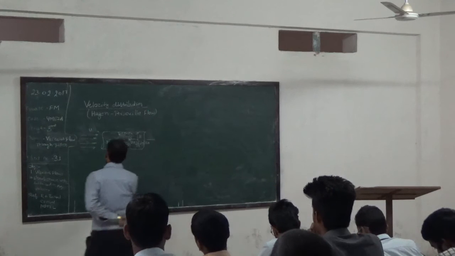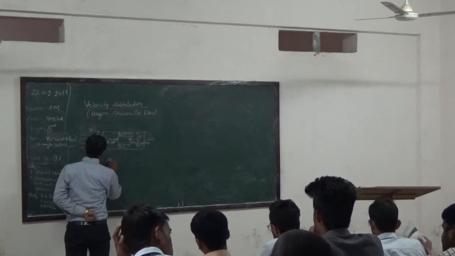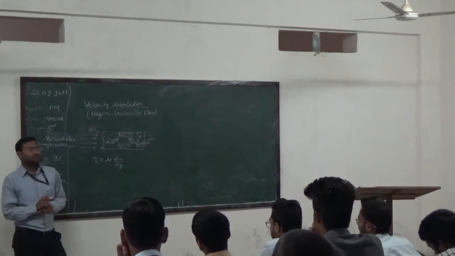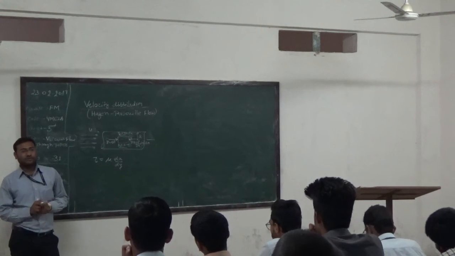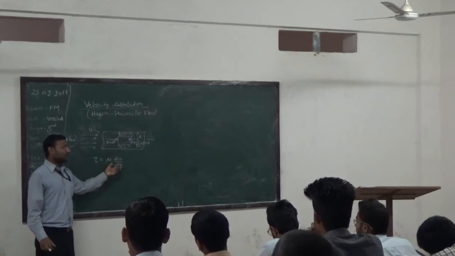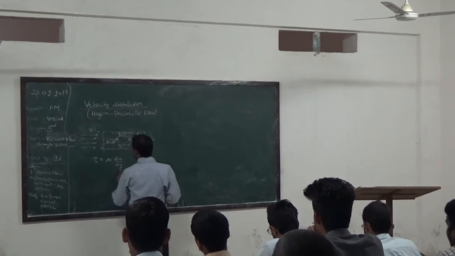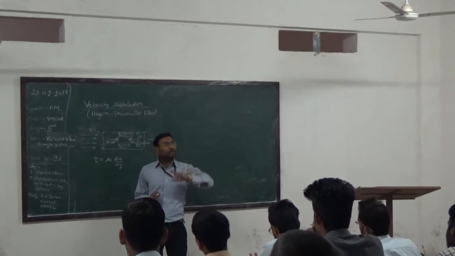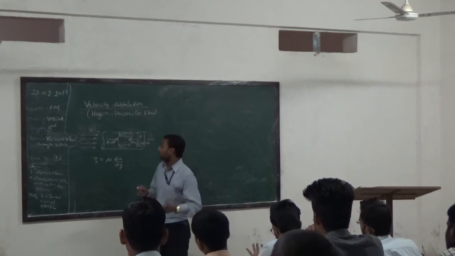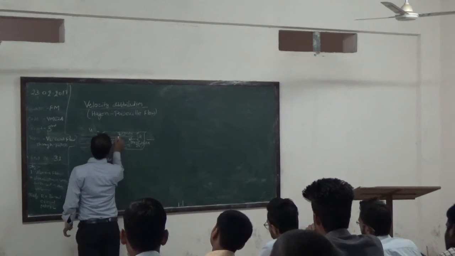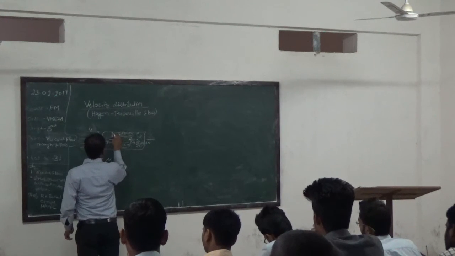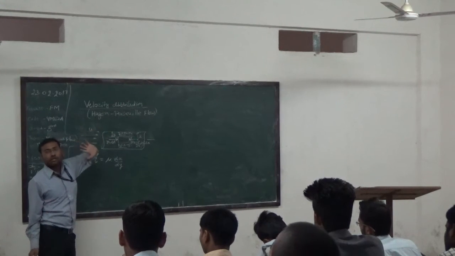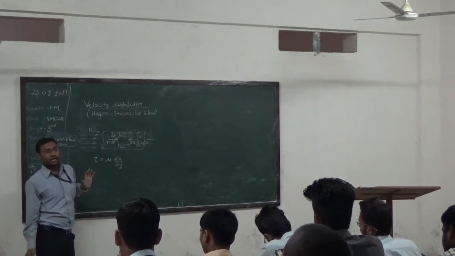So from Newton's law we know that tau equals mu du over dy. Now this y is the distance measured from the solid surface. So this is the solid surface, and this distance is y from the solid surface. Clear?